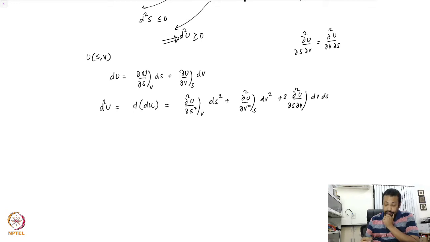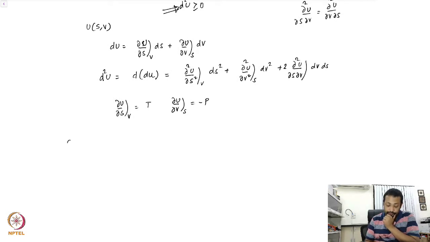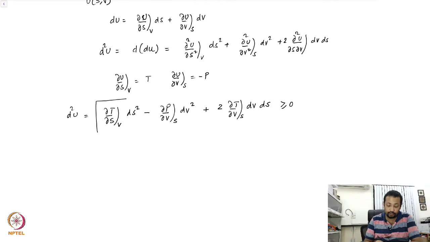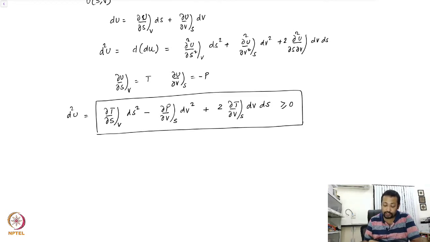Now I can write this in terms of the derivatives. If you recall, (∂U/∂S) at constant volume is temperature, and (∂U/∂V) at constant entropy is minus pressure. So if I use this, then it follows that d2U is equal to (∂T/∂S) at constant V dS² minus (∂P/∂V) at constant S dV² plus 2 (∂T/∂V) at constant S dV dS, and our minimization principle means that this must be greater than or equal to 0. So the question is, what restrictions follow? This must be true for any arbitrary variation in S and V.